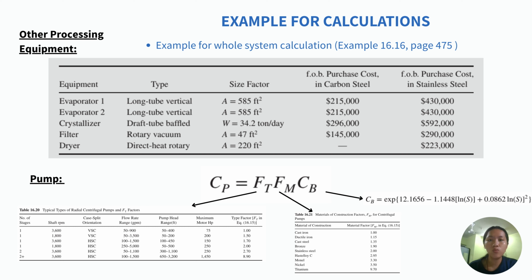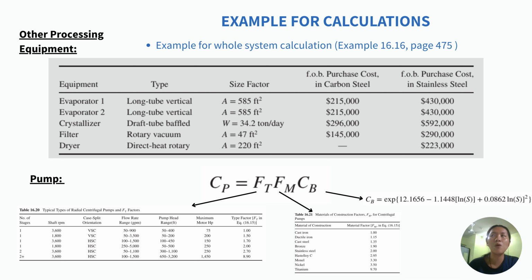So there will be 5 pieces of equipment, which are 2 evaporators, 1 crystallizer, a filter, and a dryer, along with their types and size factors. Using table 16.32 to find the exact equation for the equipment, and then substituting the value of the size factor into the FOB purchase cost equation, we can obtain the value for carbon steel first. Then for stainless steel, we just need to multiply by the factor of 2, as I mentioned in the assumption just now, the material factor of 2 for the stainless steel case. So the calculation of the FOB for carbon steel and stainless steel for the other processing equipment has been done.